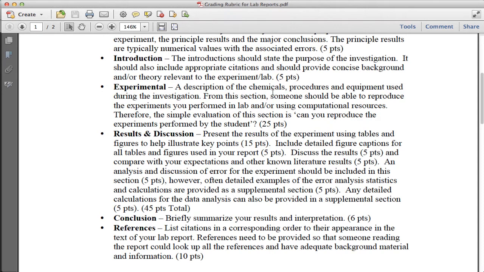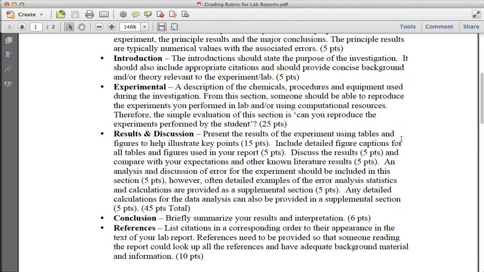Most of the points are given for the experimental and results and discussion sections. The experimental is because that's really what you did, whether it be the computational experiments or the laboratory experiments. Really the measure is, can I reproduce the experiments, whether computational or laboratory, that you performed? So can I reproduce, using the same software, the same laboratory techniques, the same laboratory equipment, the same chemicals, etc.? Could I reproduce what you did in the lab? And writing an experimental section is giving enough detail so that somebody else could do that. I think that's enough to say about that.